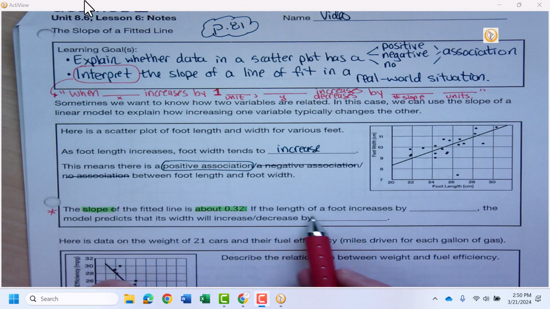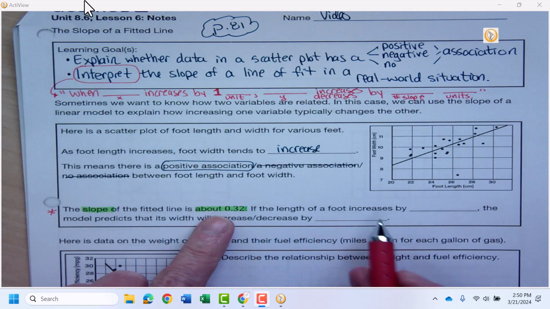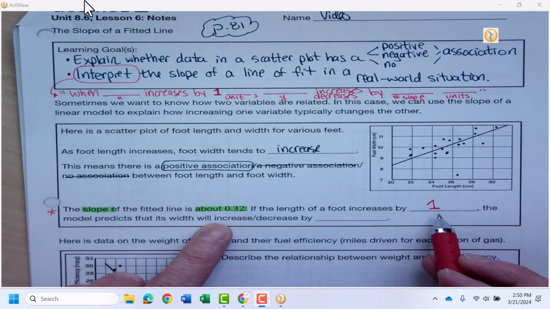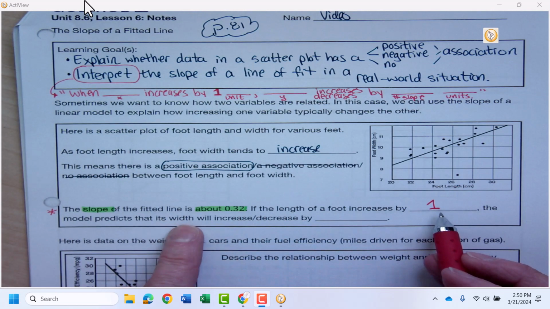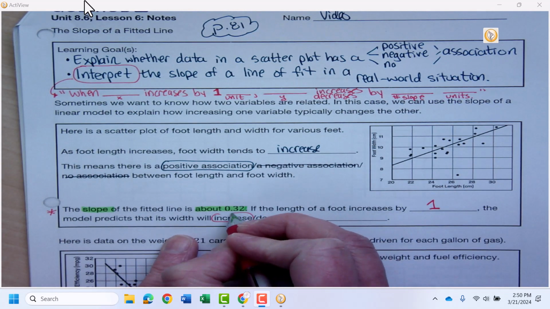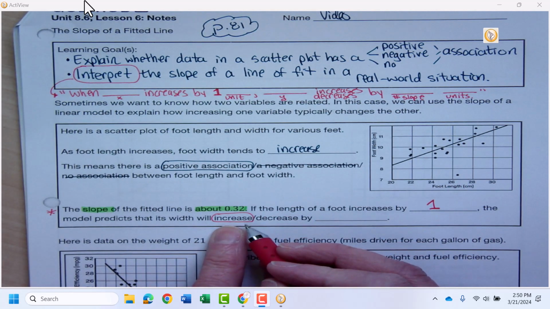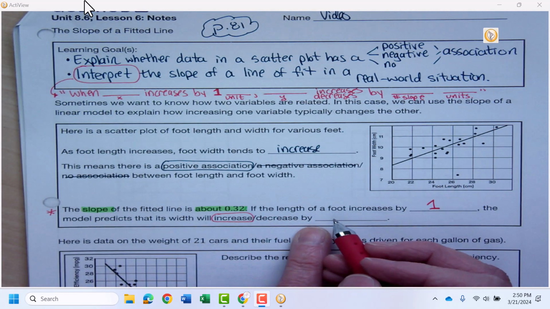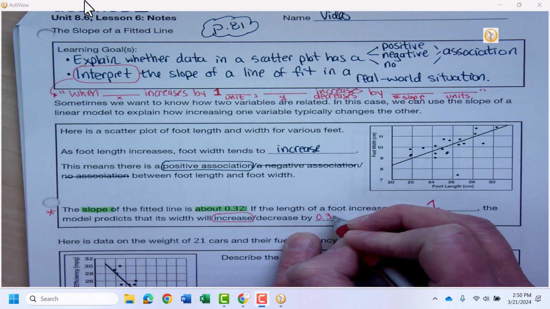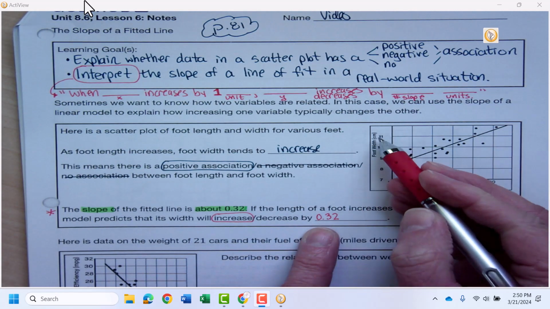When the length of a foot increases by 1, always starts with that 1. When the foot length increases by 1, the model predicts that the width will increase, circle increase here, that's the word I have to choose, by, now we're just told the slope is 0.32, so that number goes here, and the unit of measure.